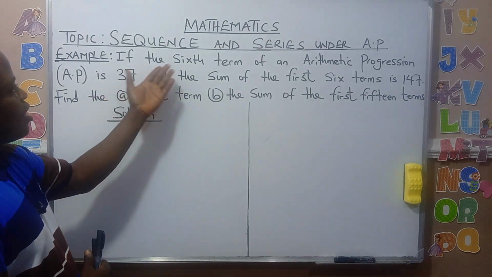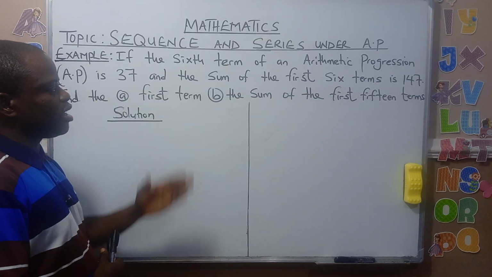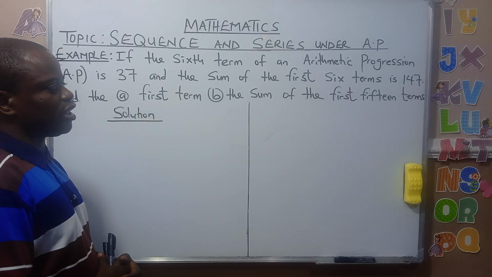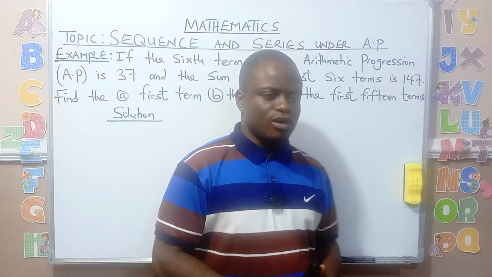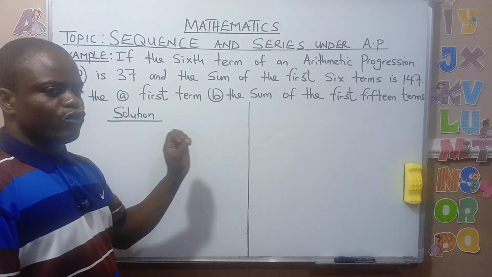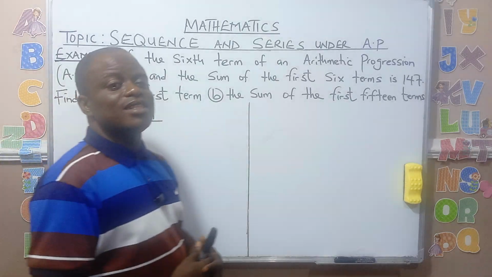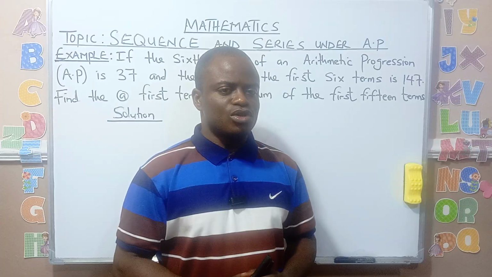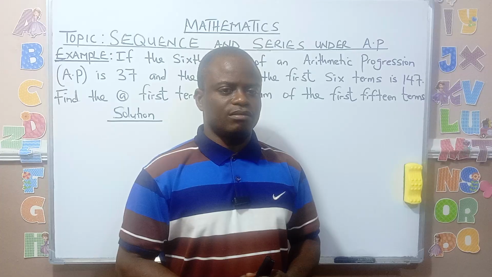The question says, if the sixth term of an arithmetic progression is 37 and the sum of the first six terms is 147, find the first term and the sum of the first 15 terms. When you look at this question, it involves two formulas. The first formula we deal with is the n term: T subscript n equals a plus open bracket n minus 1 close the bracket d.